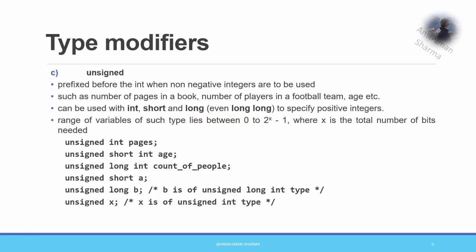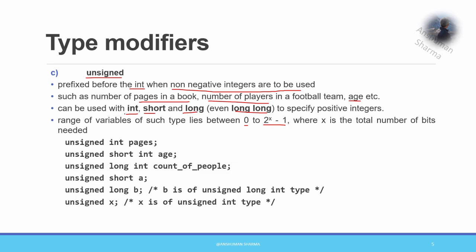So along with this we have the unsigned data type. Now as you know it is a sign modifier, and the other two were size modifiers. It is prefixed before int, and it is used when you only want non-negative integers like pages in a book, number of players in a team, age of a person. So all these values are always positive. So in that case we always use unsigned int, and it can be prefixed before int, short, long, and even long long. And the formula for determining the range is 0, which is the minimum number, and the maximum is 2 raised to power x minus 1.